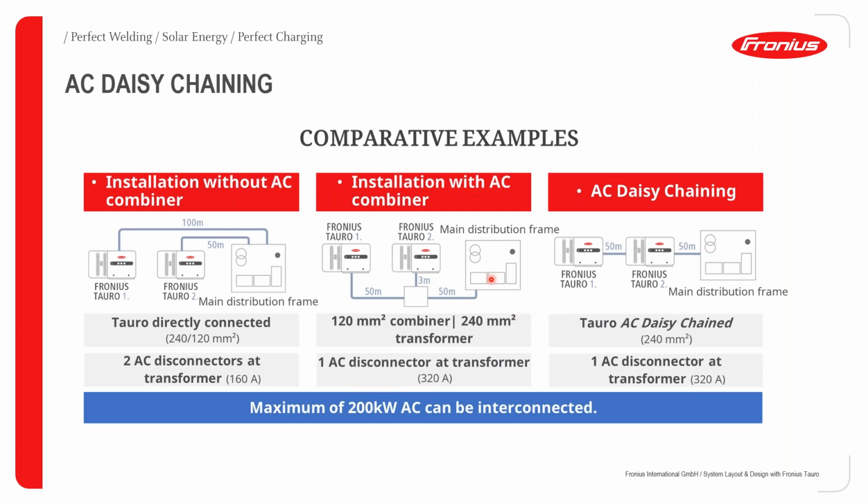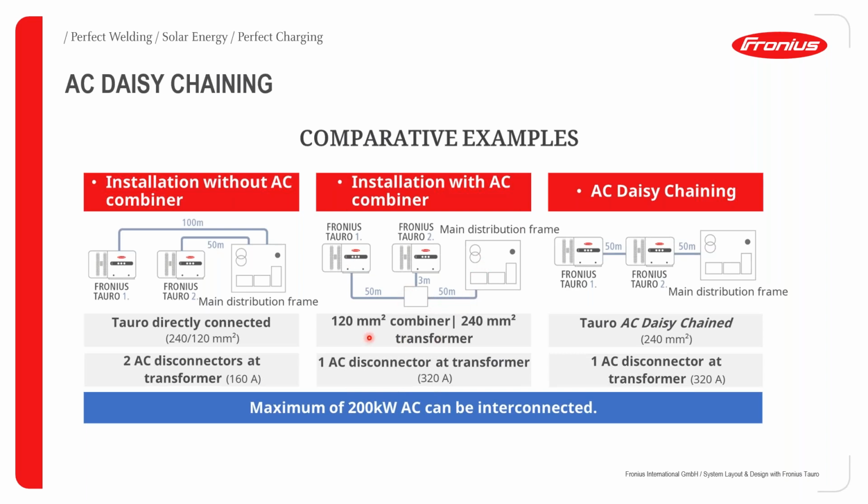The second example is an installation with an AC combiner being used. Remember, this is a third-party AC combiner. Fronius does not produce AC combiners anymore, so you'll have to make your own AC combiner or purchase an AC combiner box from a third-party vendor. In this example we have two Fronius Tauros, Tauro 1 and Tauro 2, and then our main distribution frame. We placed the AC combiner box closer to Tauro 2, but we still have a 3 meter cable between that combiner box and Tauro 2. We still have a 50 meter cable between Tauro 1 and the combiner box, and another 50 meter cable from the combiner box to the main distribution frame.